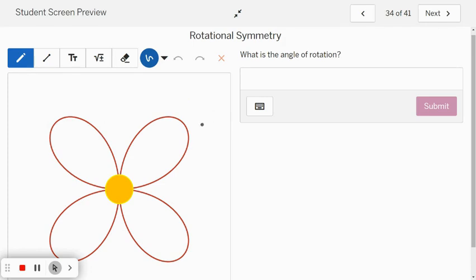You're asking, Dr. May, where did you get 90 degrees from? I'm so glad you asked. We got 90 degrees because there are 4 of these petals. I just need them to land back in the same spot. So I took the 360 and I divided it by 4 to get my 90 degrees.